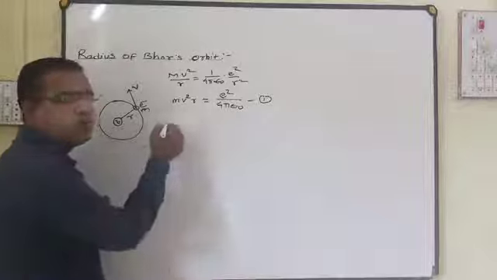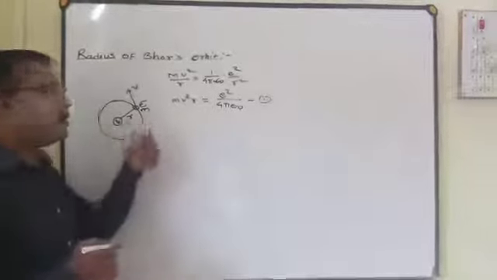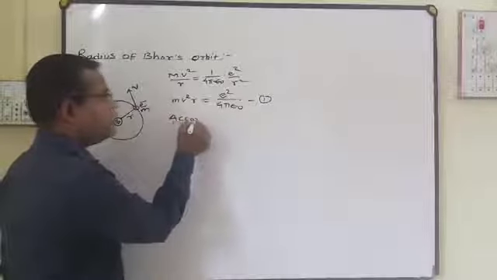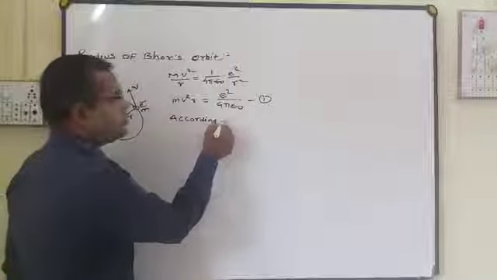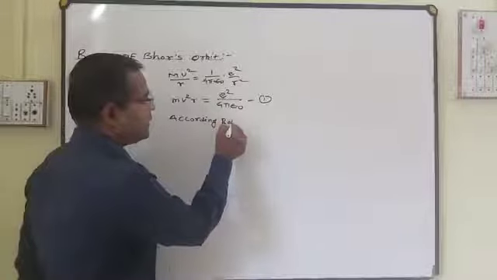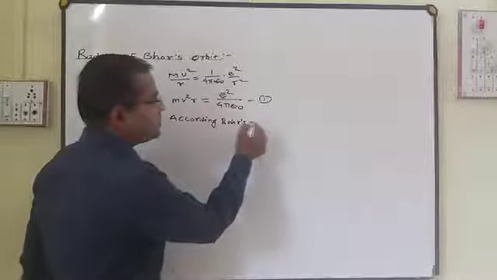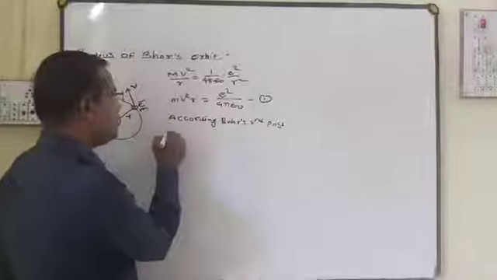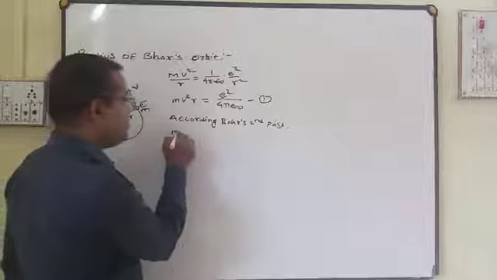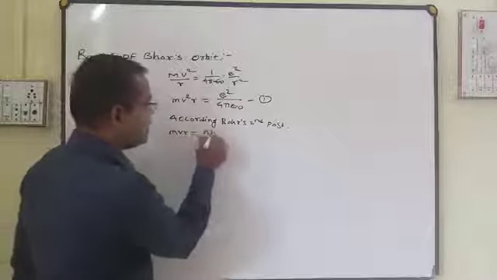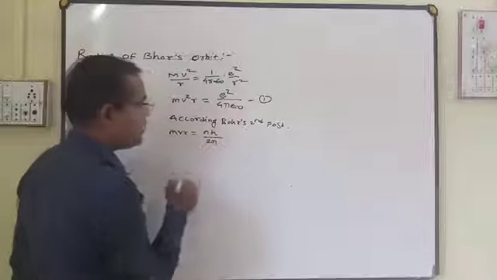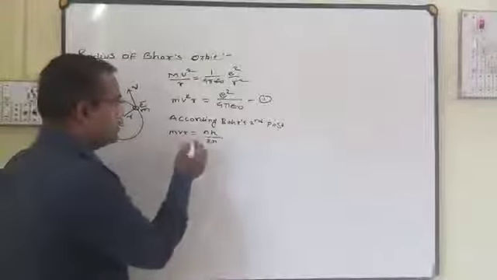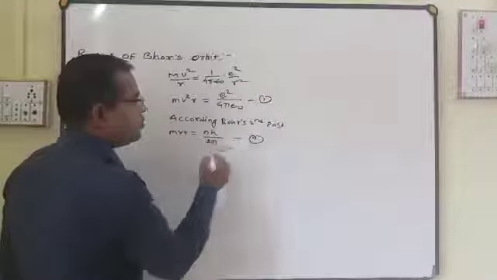Then according to Bohr's second postulate, angular momentum is equal to an integral multiple of h over 2 pi. So we can write it as m v r is equal to n h over 2 pi, where n is the principal quantum number and h is Planck's constant. Then call it equation number 2.